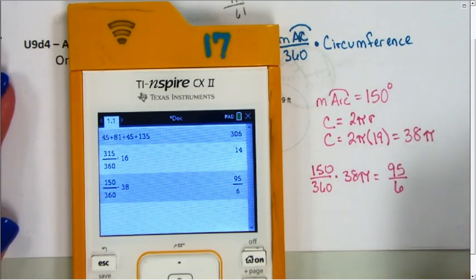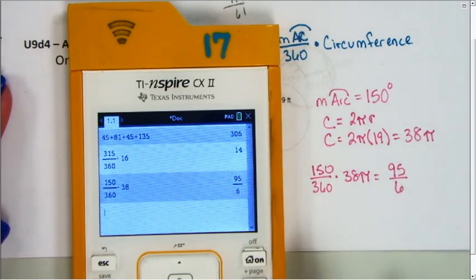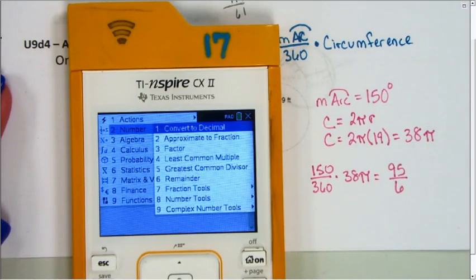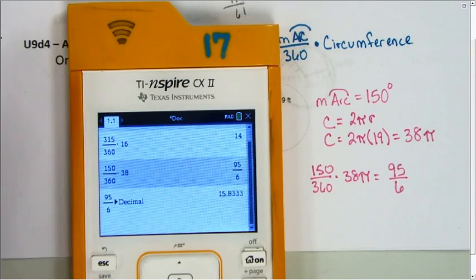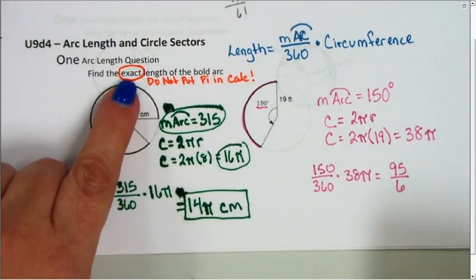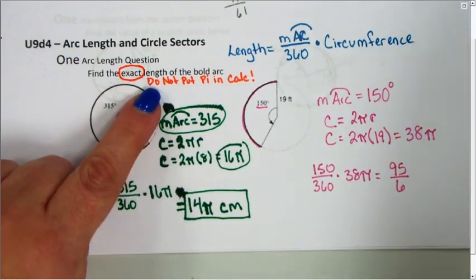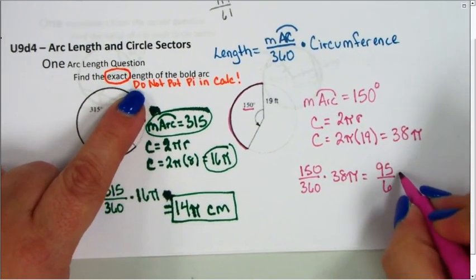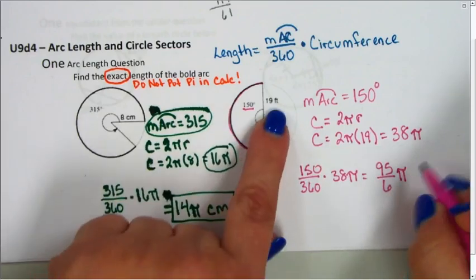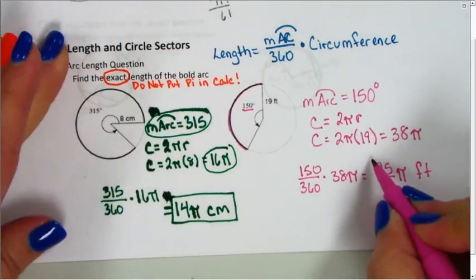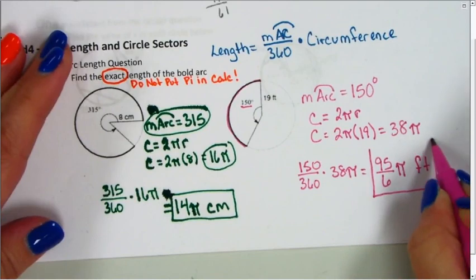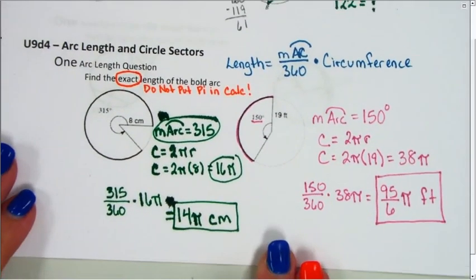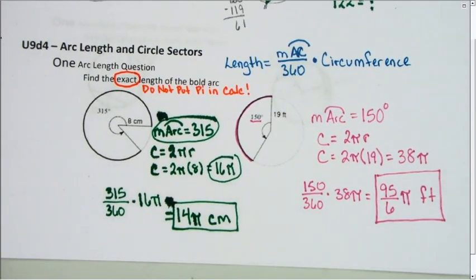Because I want an exact answer, I am not going to turn that into a decimal, because if I do that, menu, number, convert to decimal, I can see it's going to give me 15.833333333 forever, and I'm going to have to round, and we need an exact answer. Remember, I did not put the pi in the calculator, which means it is still part of the answer, and our units are feet. Okay, and that's what we need to remember from finding arc length from Unit 9, Day 4.